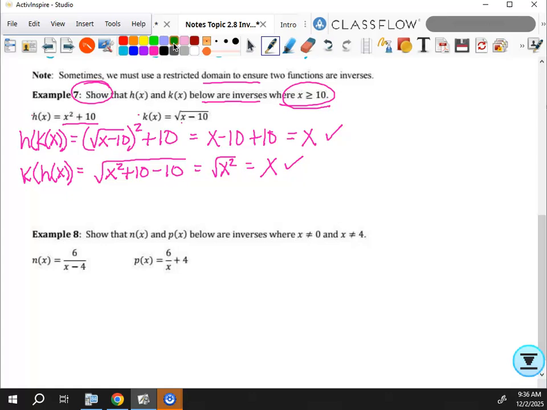It said show. So I just showed that h of k of x equals k of h of x equals x. Okay. What questions do you have? All right. You work on the last one while I hand out your assignments.